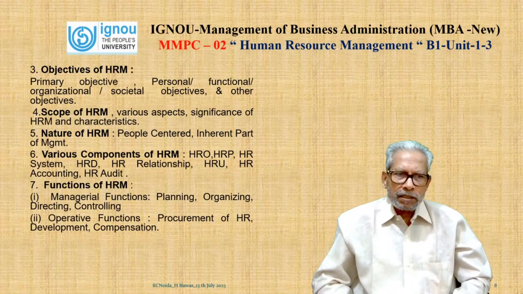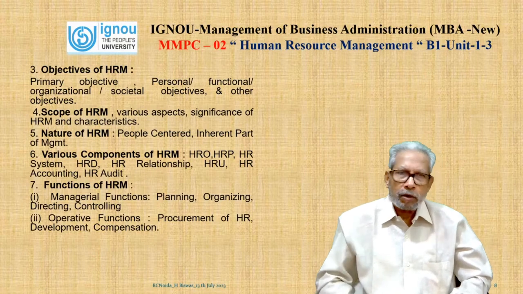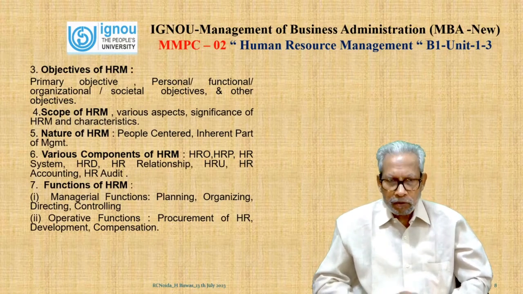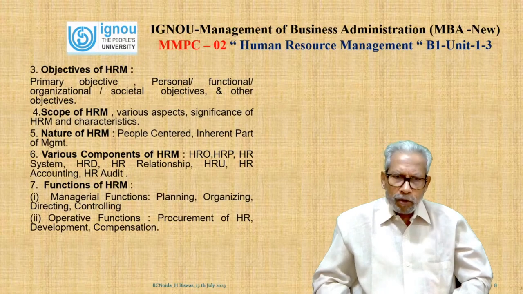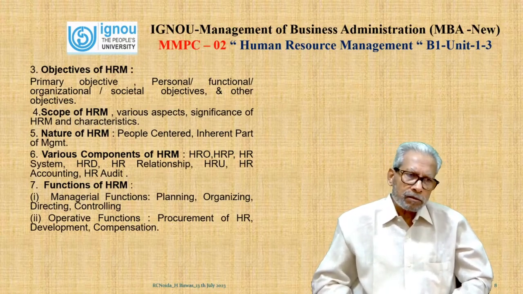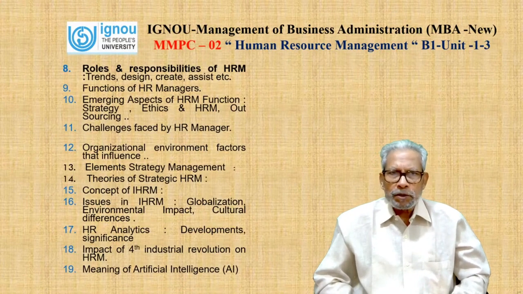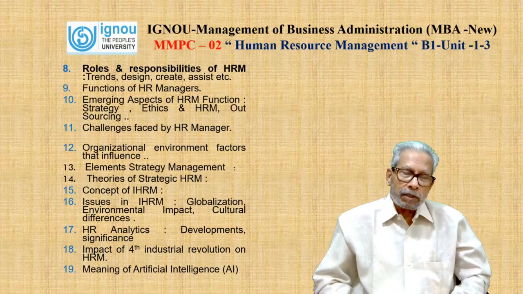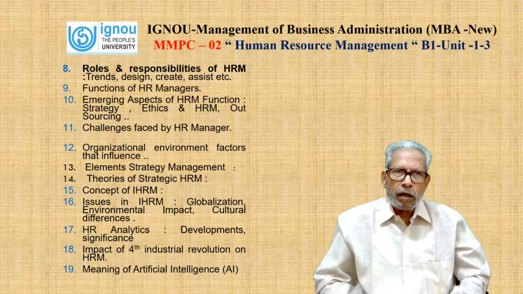Functions of HRM, as we have discussed, are your managerial functions and your operating functions. Managerial functions are basically planning, organizing, directing, controlling. This is the high-level decision-making process, which we call managerial functions. Now operative functions are the procurement of HR, then development and compensation. All are your operative functions. Now there are the role and representative responsibilities of HR. Trends, what trends are going on, design, create, assist, etc. are another area defined in the HR reports.